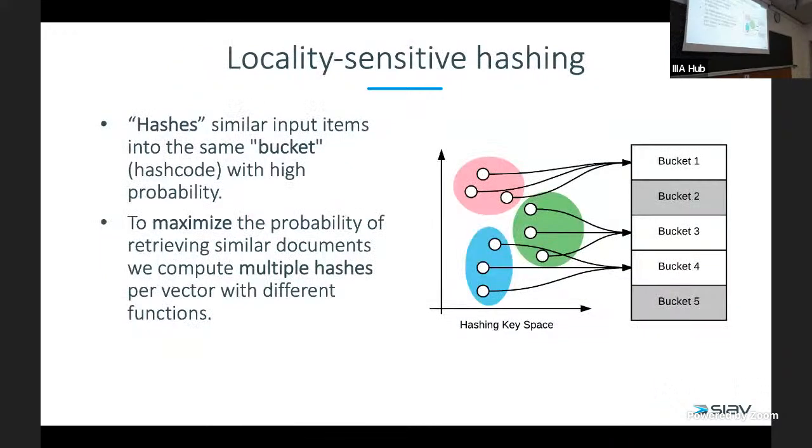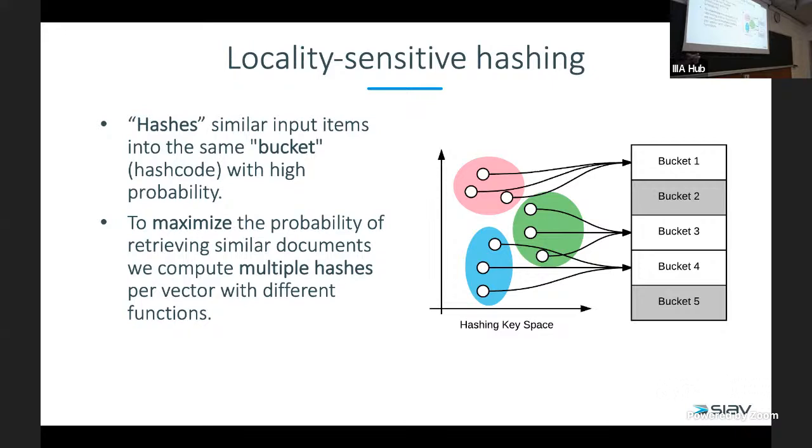Instead, we chose to go for a different route, and we chose to use an algorithm called Locality Sensitive Hashing. We have to understand that there are several different sub-algorithms related to locality sensitive hashing. They all share the intuition that you will hash similar input items, which in our case are the embedding vectors for the documents and the embedding vector for the query, into the same bucket or hash code, and this will be done with high probability. As you can see in the image, all the items in blue are shared into bucket 4, all the items in green are shared into bucket 3.